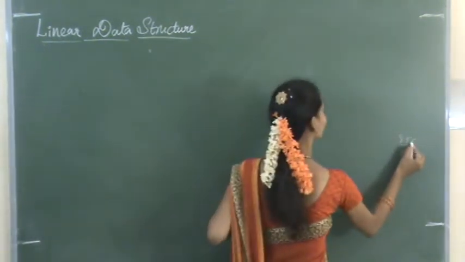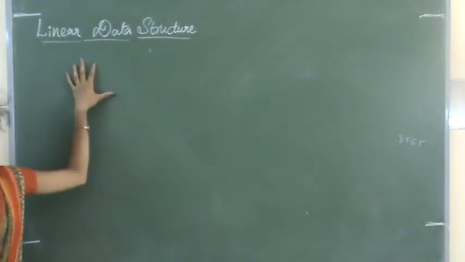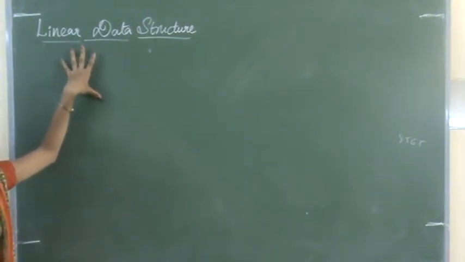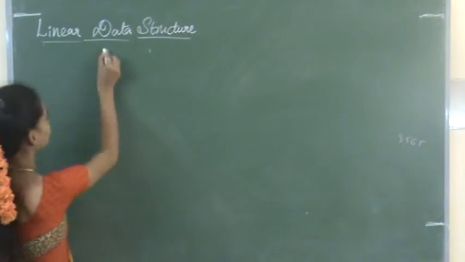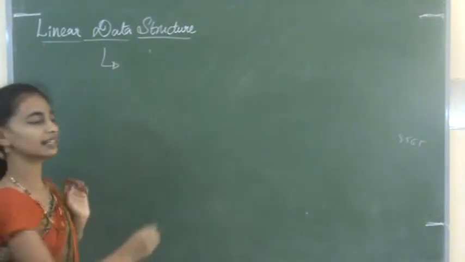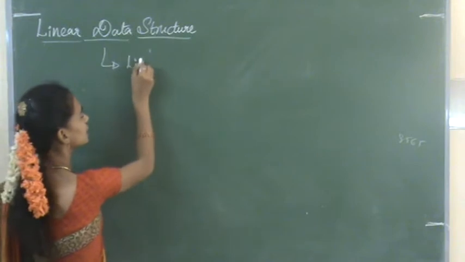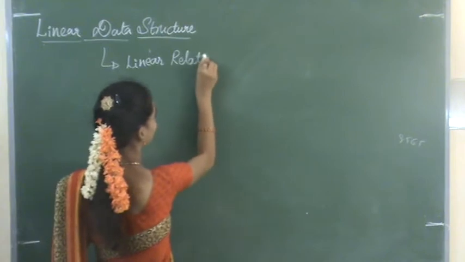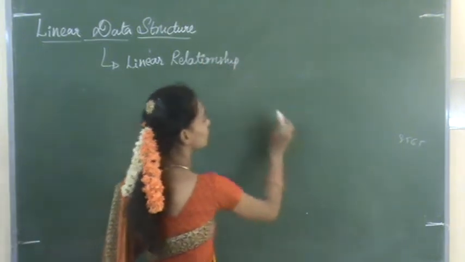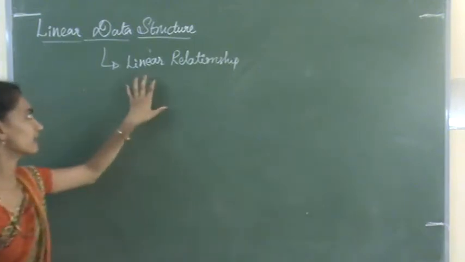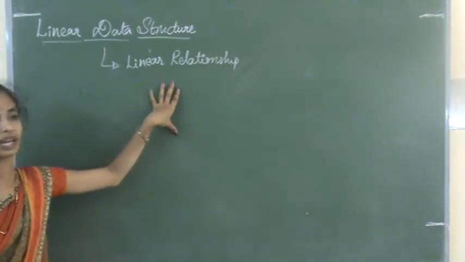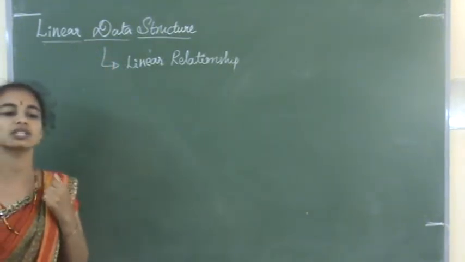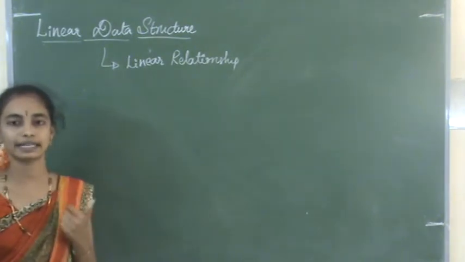Firstly, we will study what a linear data structure is. A linear data structure is a data structure which has a linear relationship between the items. This list is divided into two types: one is linear data structure, another one is non-linear data structure.